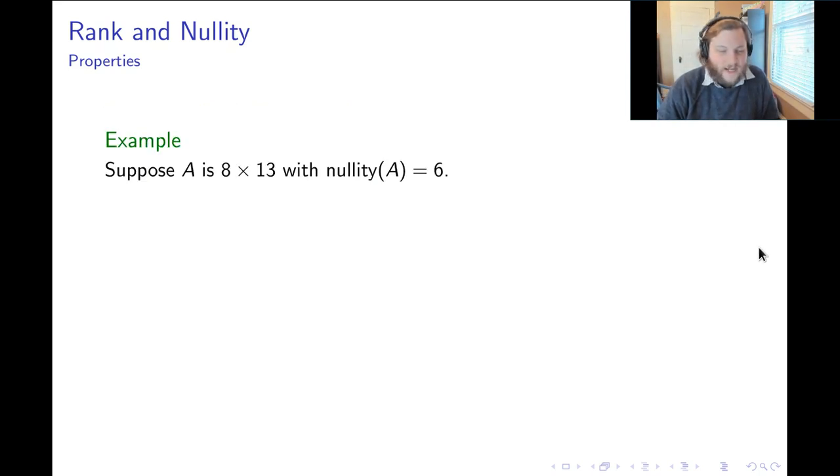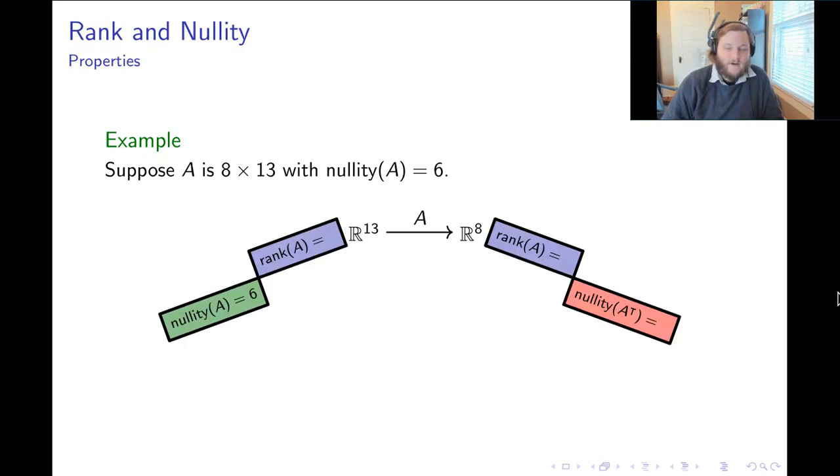So let's look at an example. Let's say that we are studying an 8 by 13 matrix, and let's say that we happen to know that the nullity equals 6. Well, let's look at our figure and see if we can't say anything else about the matrix.